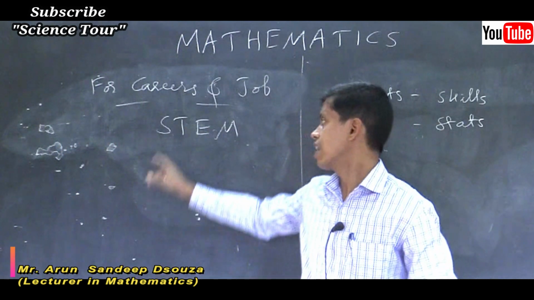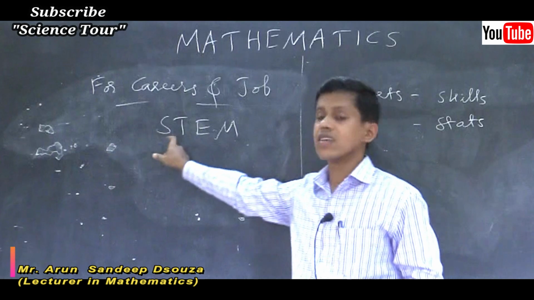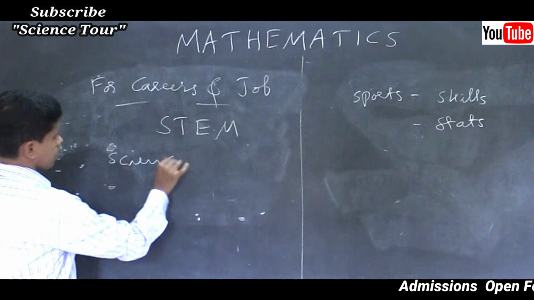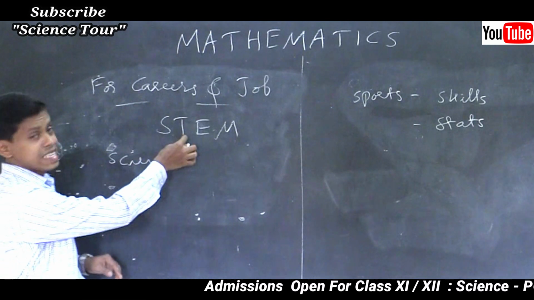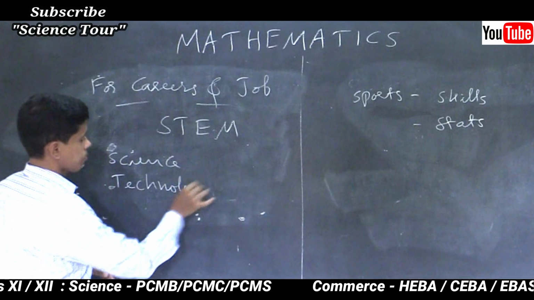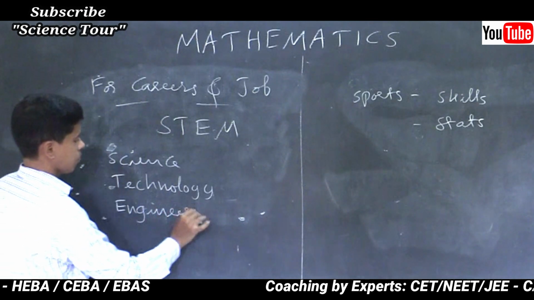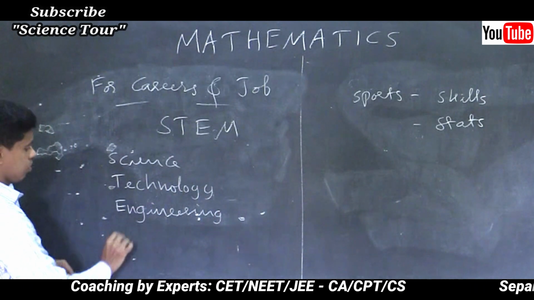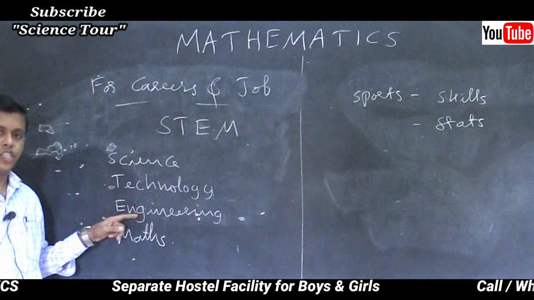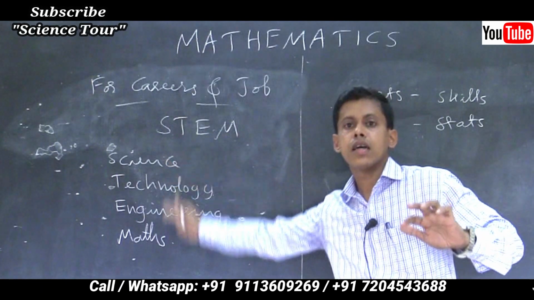All right, now each letter in this word means something. Now let me expand this and tell you what does this S mean. Now S is science, and T stands for, it's easy for you to guess, technology, yes, and then E stands for engineering, and M stands for pure maths. All right, so science, technology, engineering and maths. So this is summed up in STEM, and expansion is here.